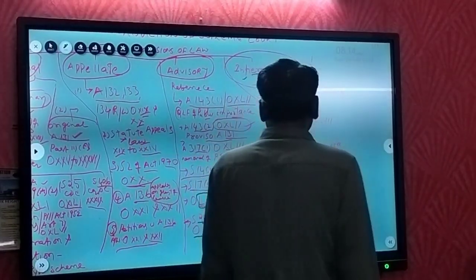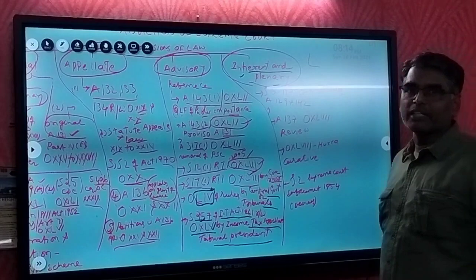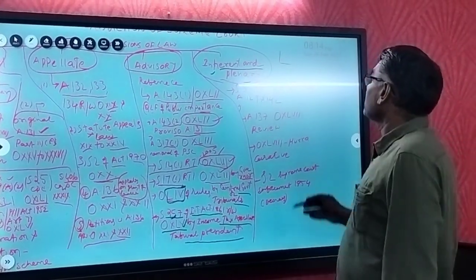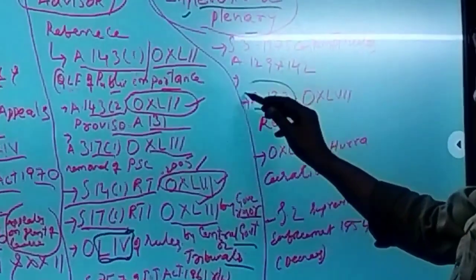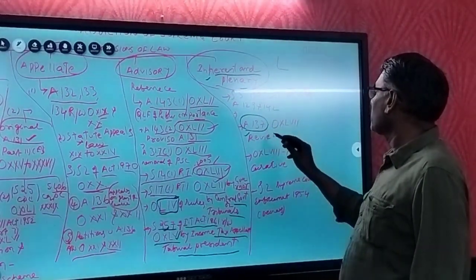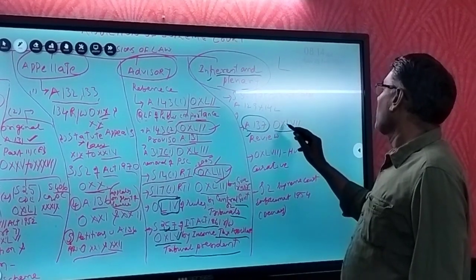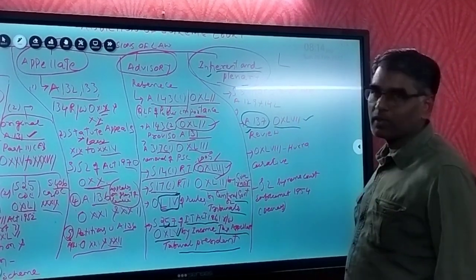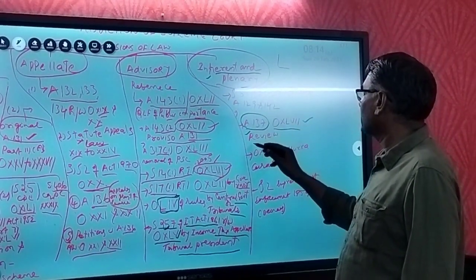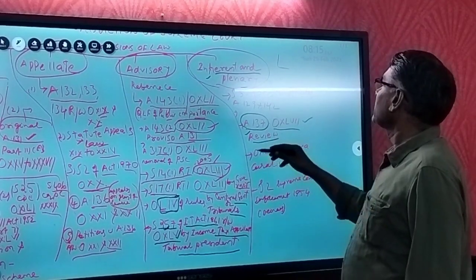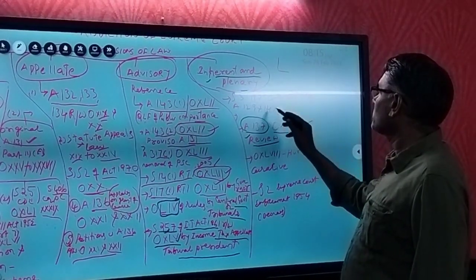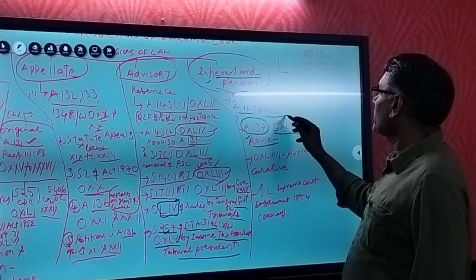Suppose any error is caused in delivering a judgment, order or decree, it can be cured by reviewing its own judgment under Article 137. So Article 137 is the reviewing provision of the Supreme Court. The particular order is Order 47 of the Supreme Court rules, which deals with Article 137, review by the Supreme Court. Next, contempt: Section 3 of the Contempt of Courts Act 1971 and Articles 129 and 142.